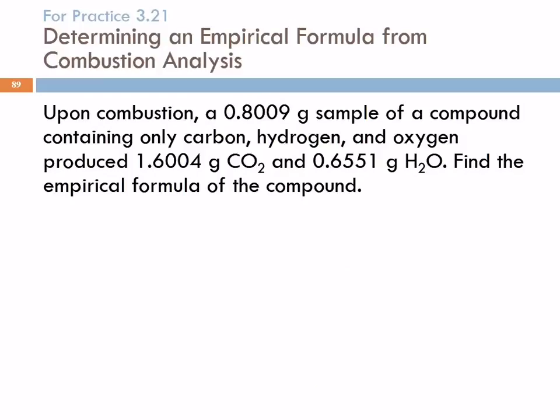Here's another one. This one's a little more complicated. Upon combustion, a 0.8009 gram sample of a compound containing only carbon, hydrogen, and oxygen produced 1.6004 grams of carbon dioxide and 0.6551 grams of water. Find the empirical formula of the compound.